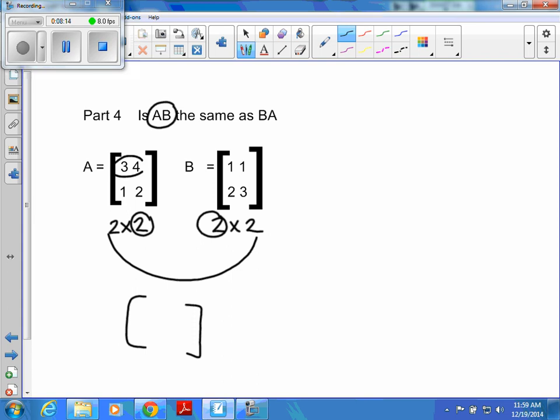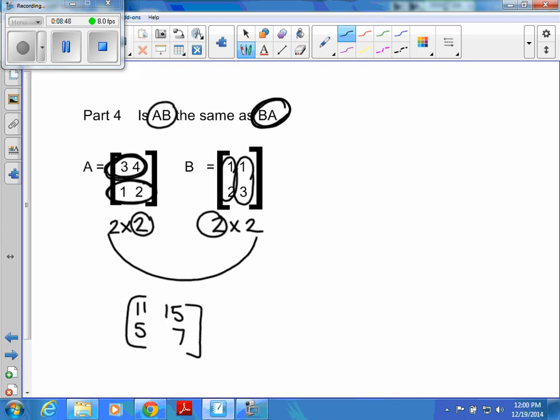You multiply row by column. 3 times 1 is 3, plus 4 times 2 is 8, so you get an 11 right there. Then you do this row and second column, which gives you 3 plus 12. 3 plus 12 is 15. Then you do the second row, first column, which is 1 plus 4, which is 5, and then 1 plus 6, which is 7. Now we got to go the opposite.